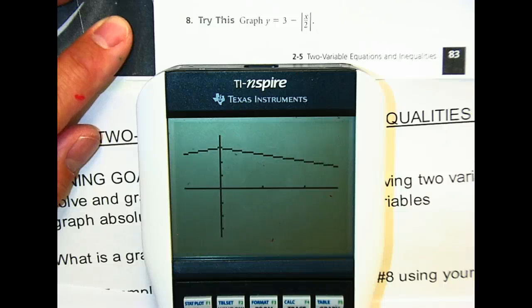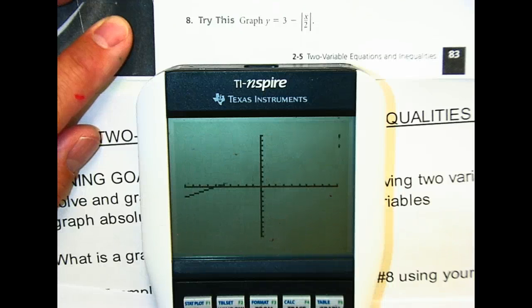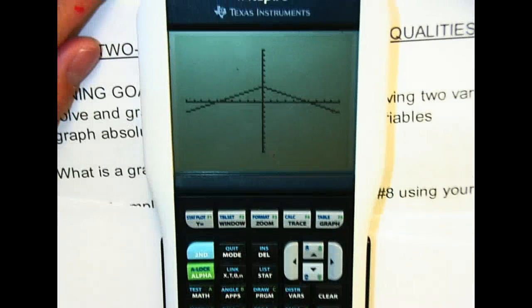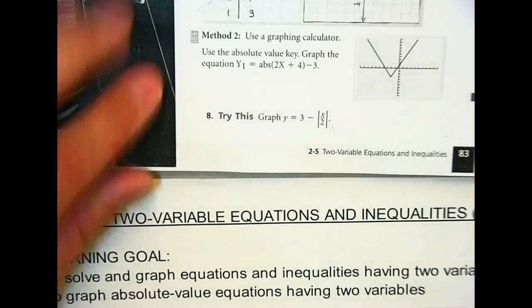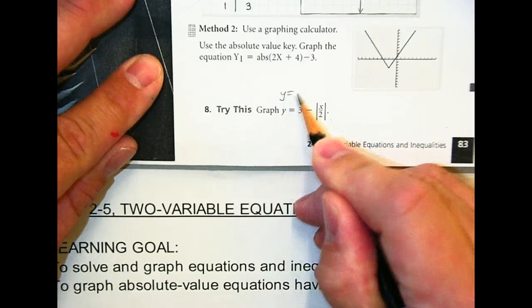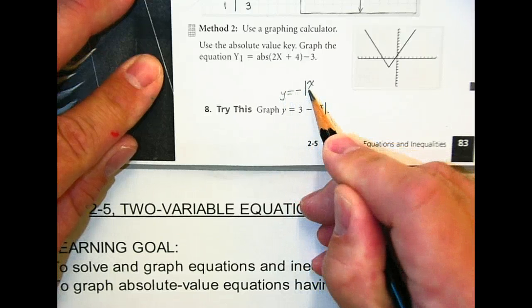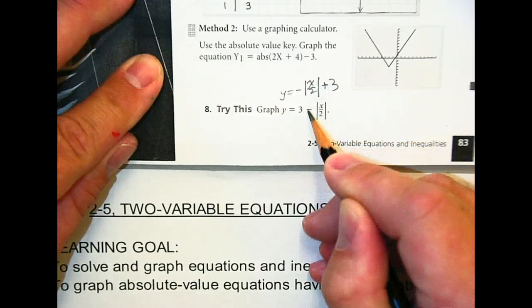I've got a zoom feature going, so I'm going to go Zoom, standard. Zoom 6, right? Zoom standard. Now that shows this. Okay, now that's an absolute value we haven't seen before. It's opening down, meaning the absolute value, if you look at our absolute value here, this guy right here is a negative. We rearrange that: y equals negative absolute value of x over 2 plus 3. Okay, that sign goes with that.